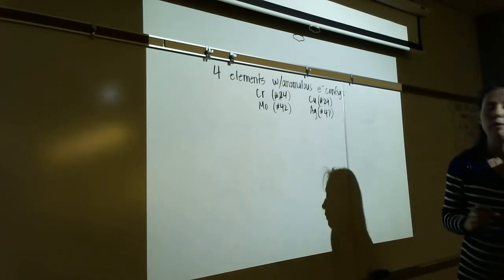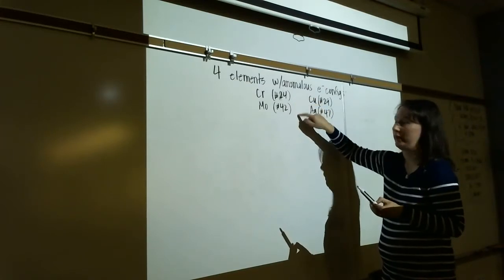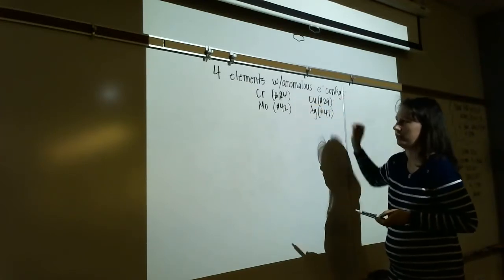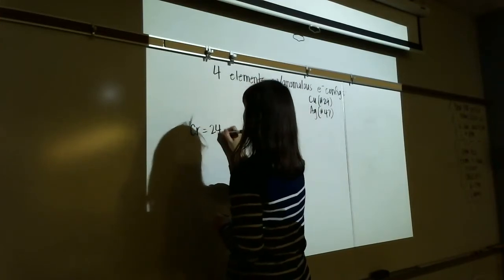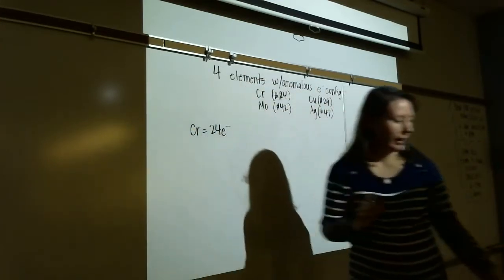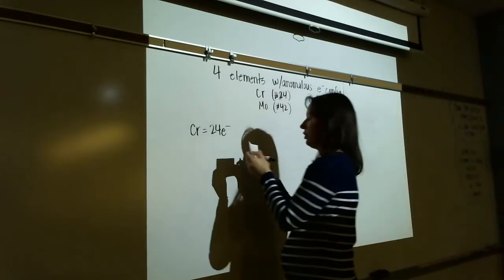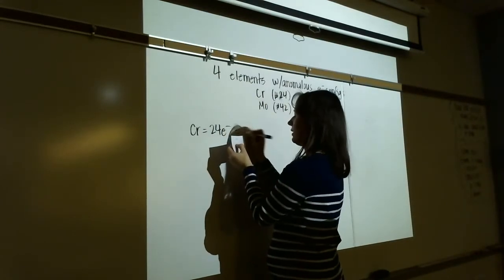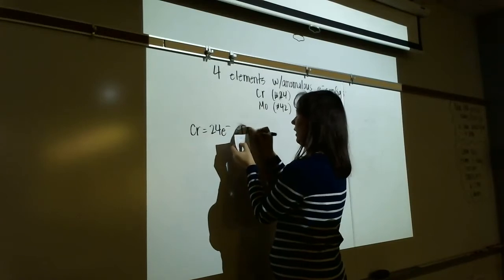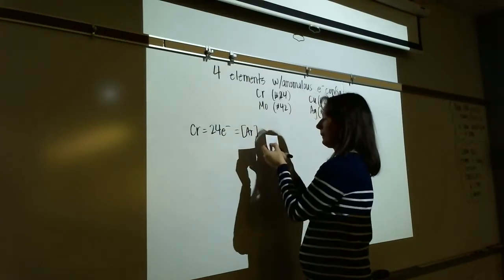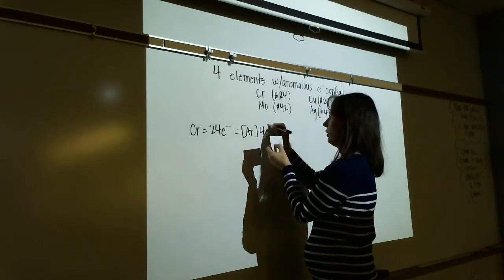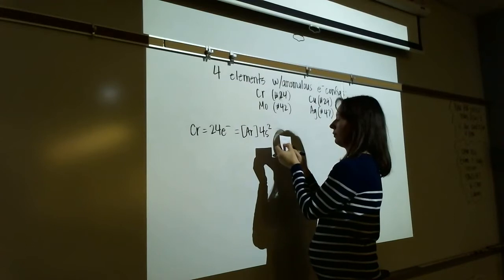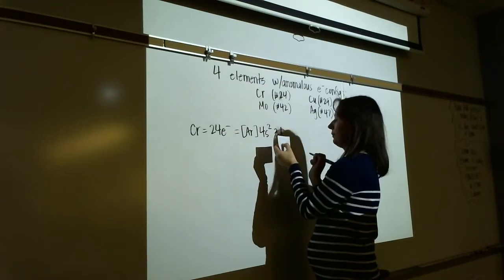So if you understand one, you'll understand the other. And if you understand this one, you'll understand this one. So let's talk about chromium. Right? So its electron configuration, let's do the shorthand version, would be what? Argon, what? 4s2, then what? 3d4.